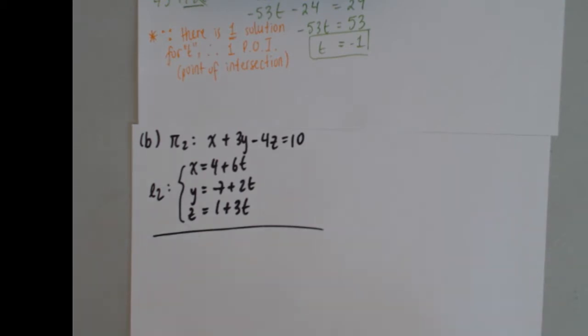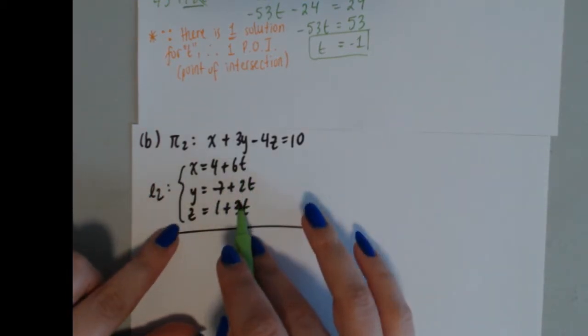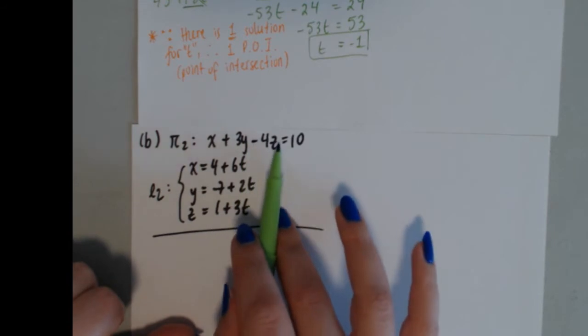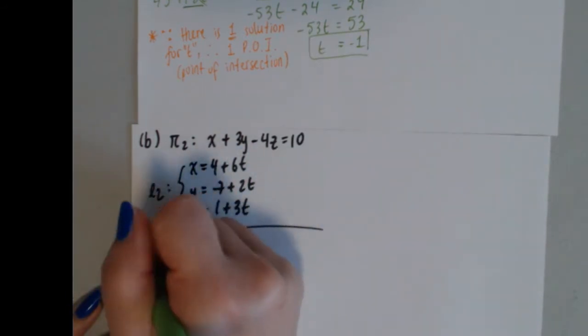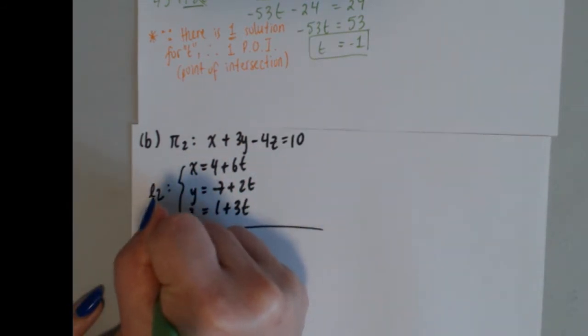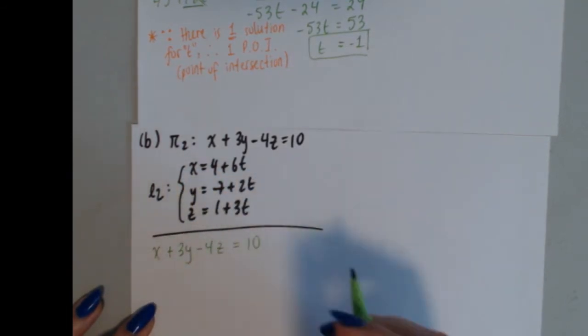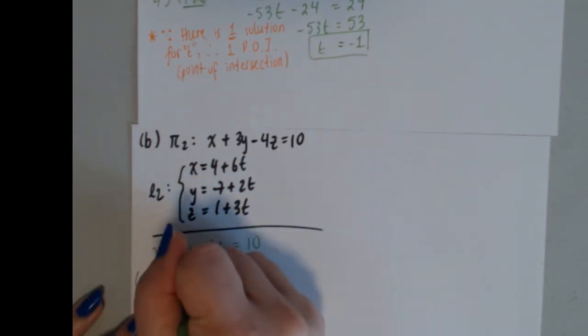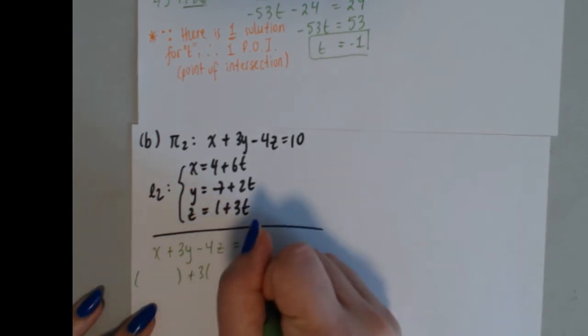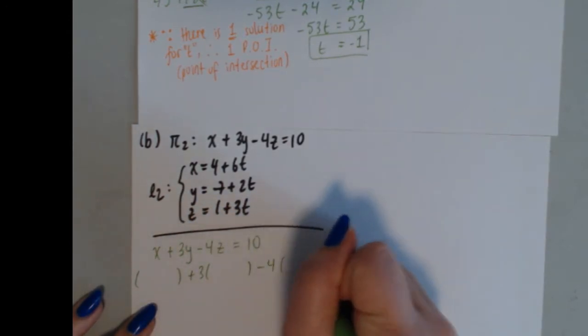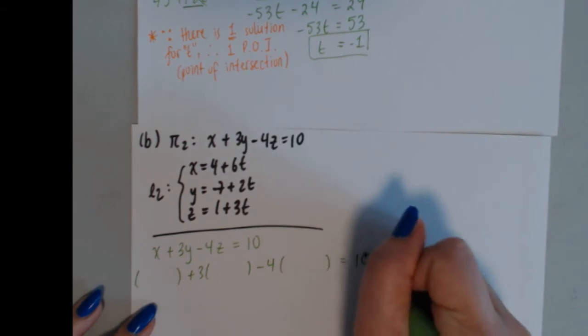So that's what I'm going to do. I'm going to take these parametric equations for x, y, and z and plug them into their respective spots in the equation of the plane. All right, so here we go. x plus 3y minus 4z equals 10. All right, so x, leaving empty brackets for the variables, minus 4z equals 10.